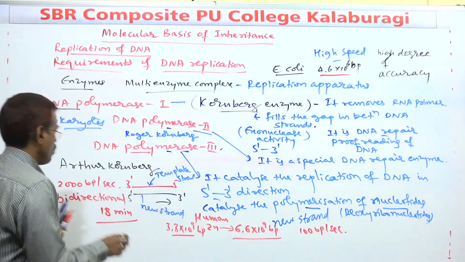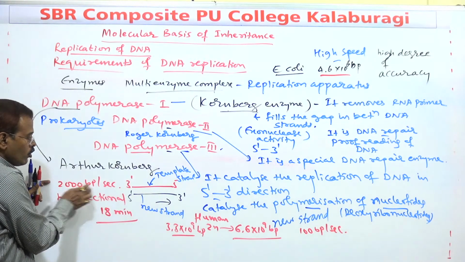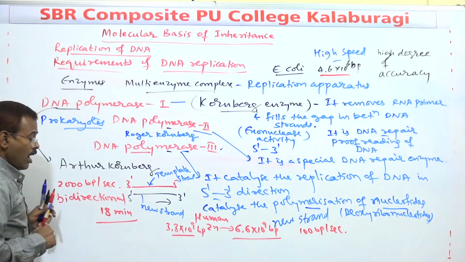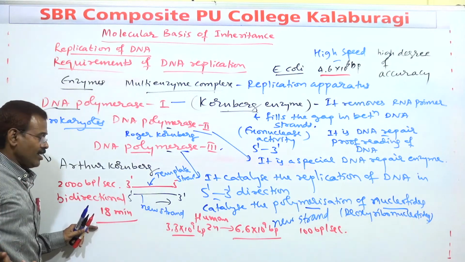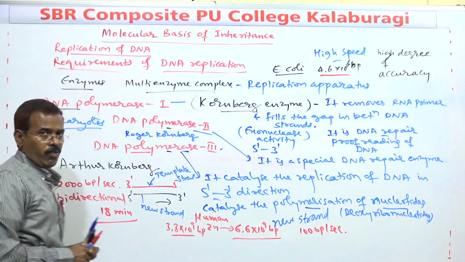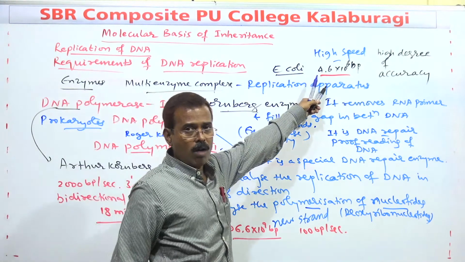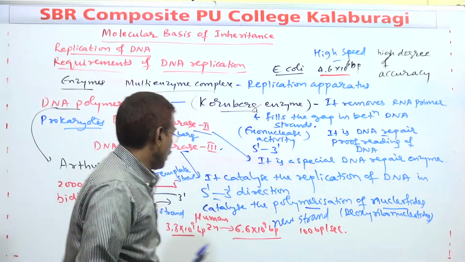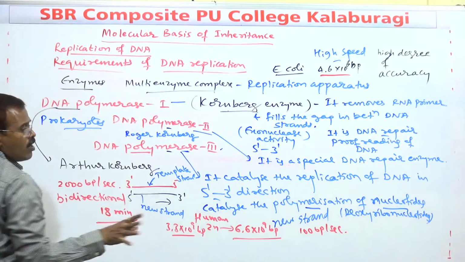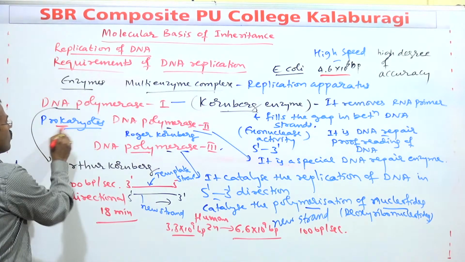Comparatively, the speed is around 2000 base pairs per second, and the time taken for the replication to complete is around 18 minutes for addition of these many base pairs in the case of E. coli. So these are the 3 types of DNA polymerase enzymes in the case of prokaryotes.